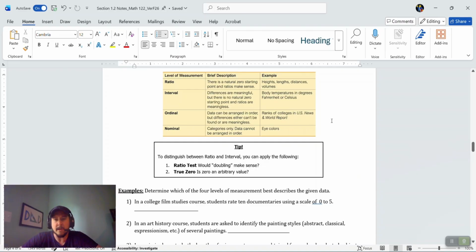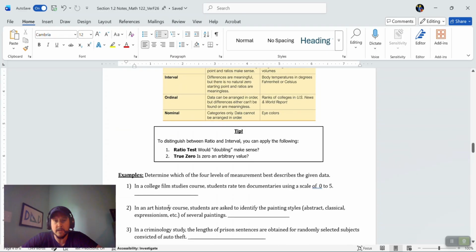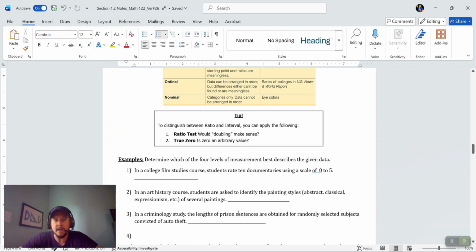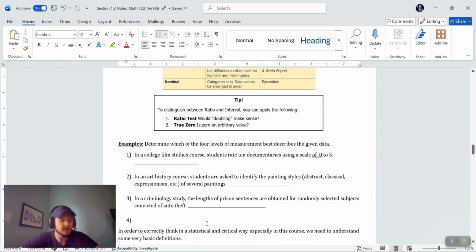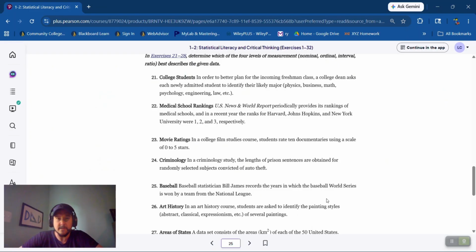So far we have ordinal, nominal, and ratio. We need one for interval. Okay, so let's look at these examples.